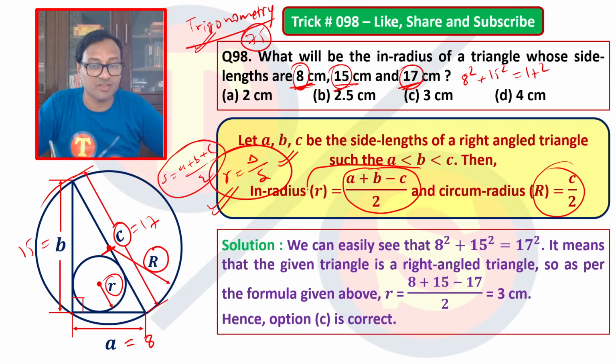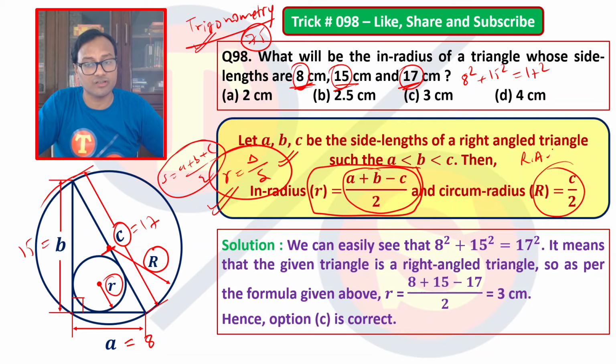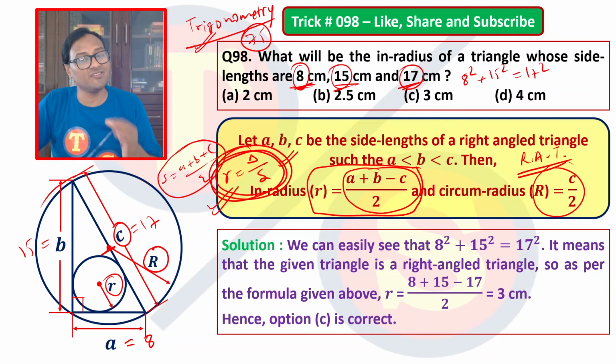The shortest way is A plus B minus C upon 2. But this formula you will apply only in case of a right angle triangle. Whereas the formula area upon semi-perimeter is applicable in all triangles, right? So that is the general formula. Area of the triangle divided by its semi-perimeter is the inradius of the triangle, of any type of triangle.